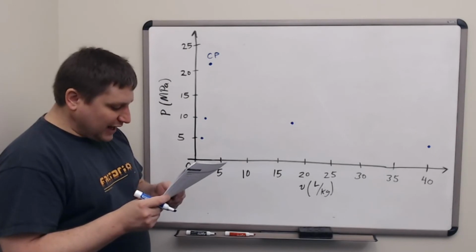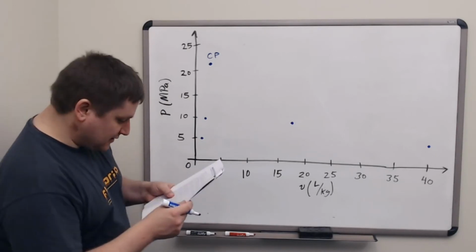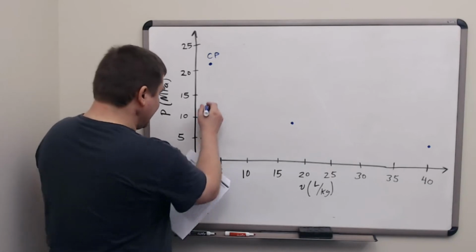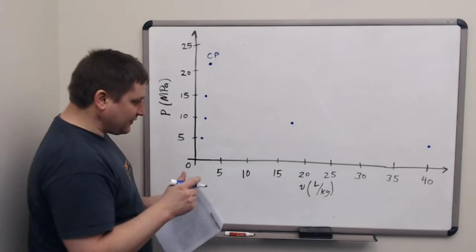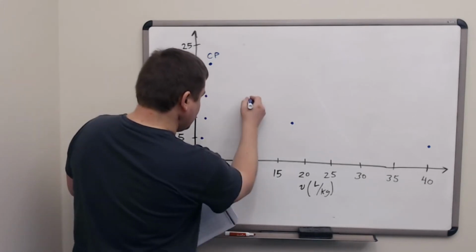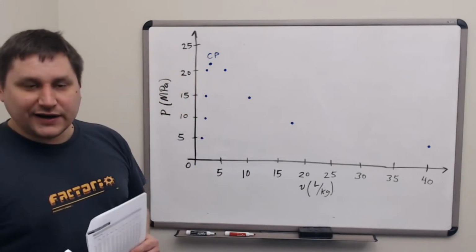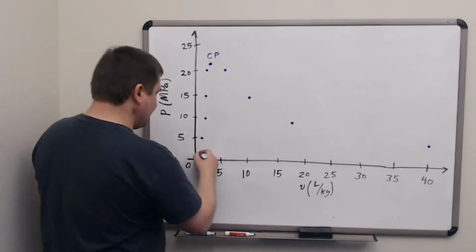The next row we will plot is 15 megapascals. The volume of the liquid is 1.6 again, and the volume of the gas is now 10.3 liters. We can connect these dots to draw the envelope for water.